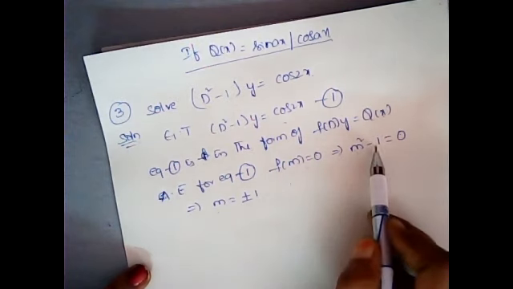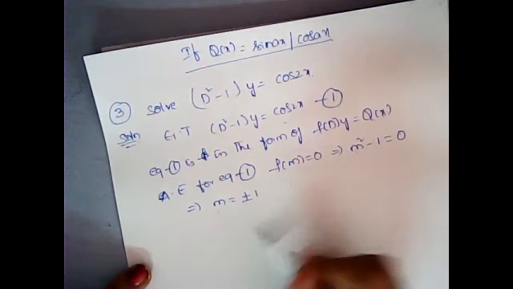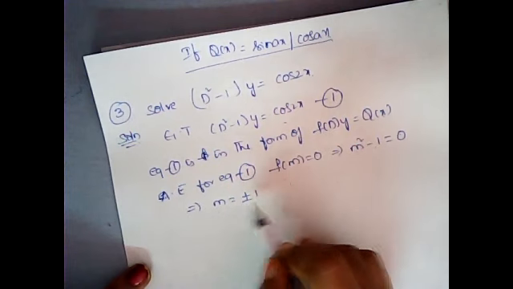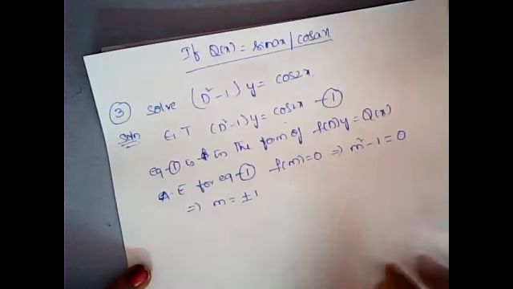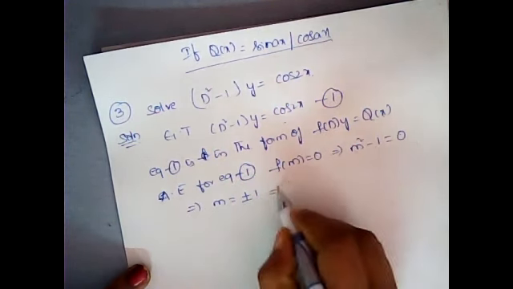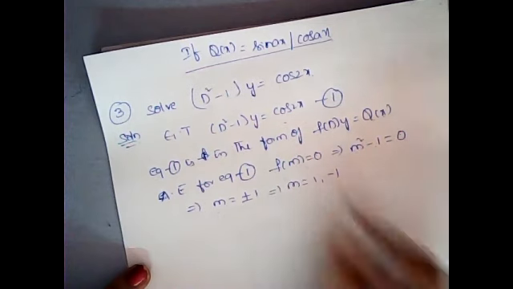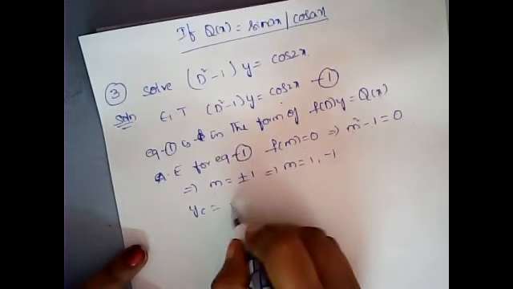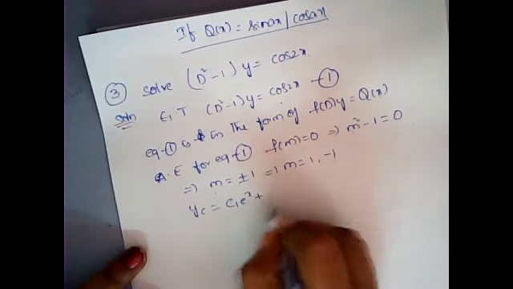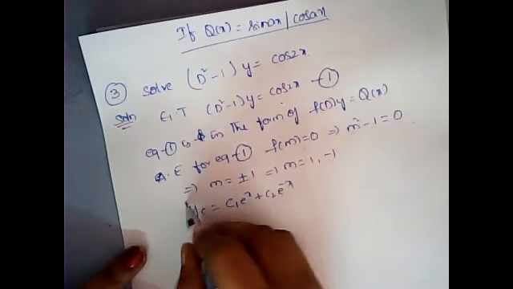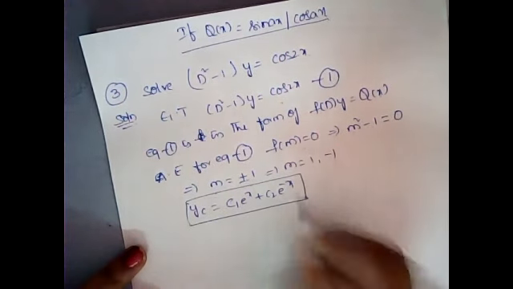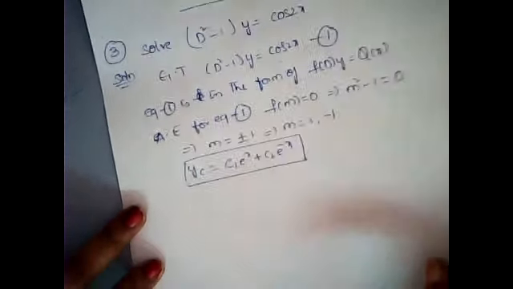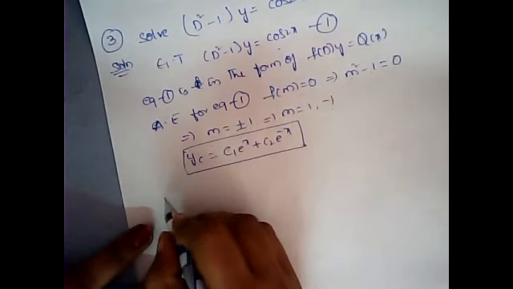Remember, if m squared plus 1 is equal to 0, then we will get the roots as m is equal to plus or minus i. Here we got m is equal to 1, minus 1. So what is the required yc? We got yc as c1 e power x plus c2 e power minus x.